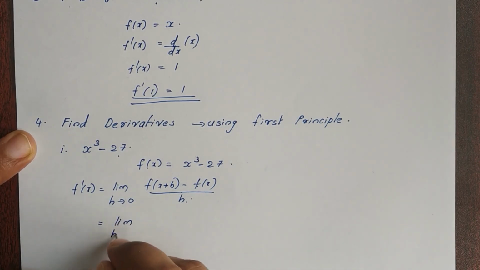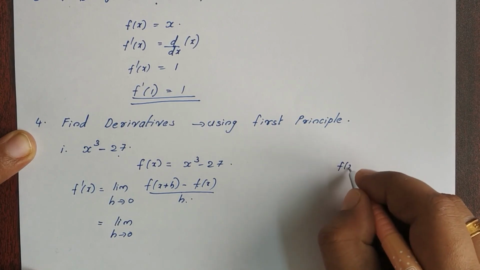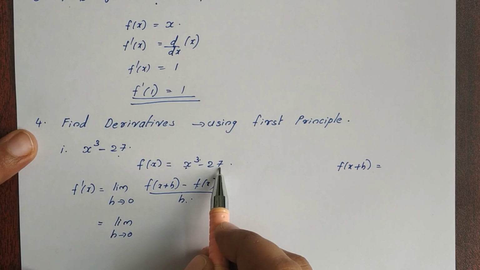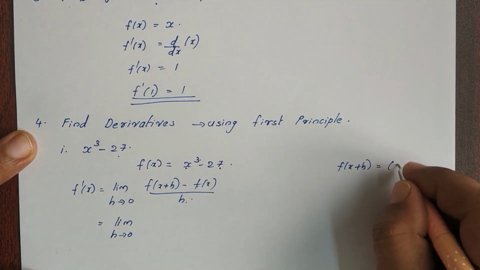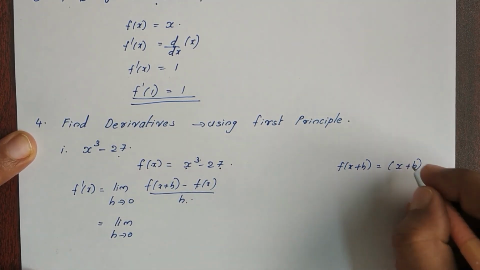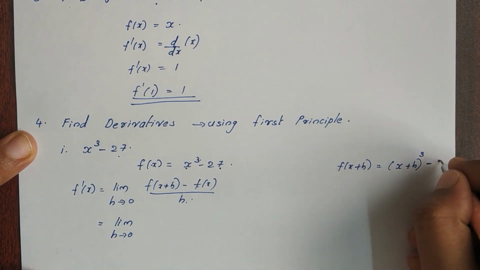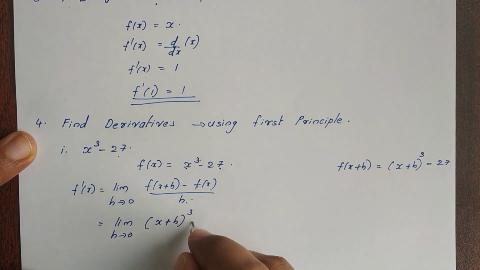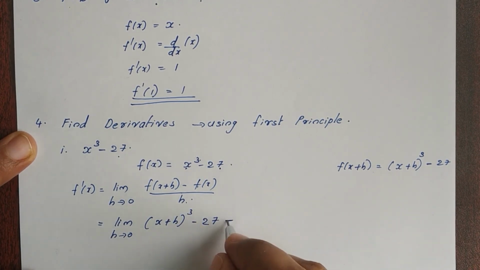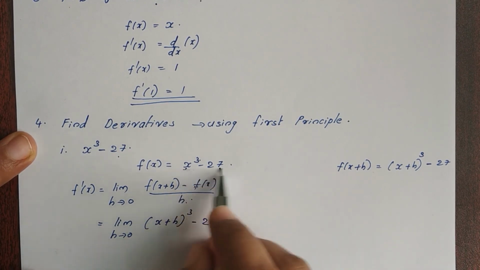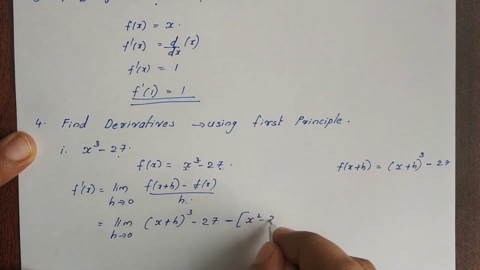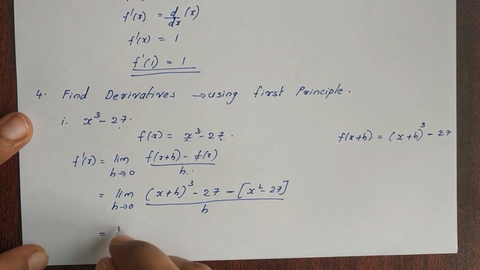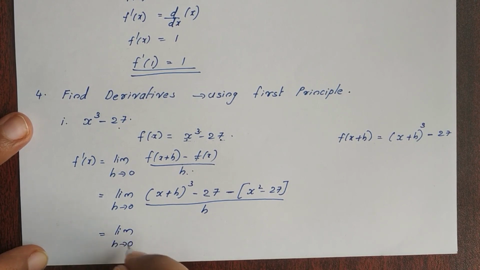Limit h tends to 0, f of x plus h is equal to, since f of x is x cube minus 27, x plus h the whole cube minus 27, minus f of x, that is x cube minus 27. So the whole divided by h. This is equal to limit h tends to 0.